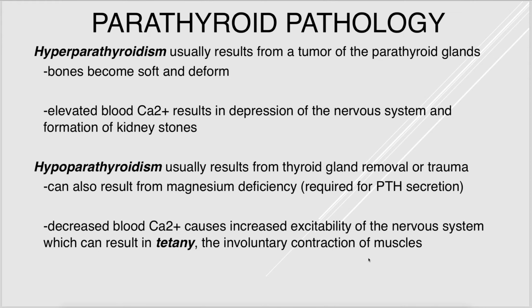So a couple of pathologies, I only put them in here because the book doesn't really talk about them too much. Hyperparathyroidism is typically due to an adenoma, a tumor of the parathyroid glands, and basically what happens is the bones become soft, they deform because all that calcium is being drawn out of the bones and into the blood, and you're going to have all those manifestations of hypercalcemia that you would expect.